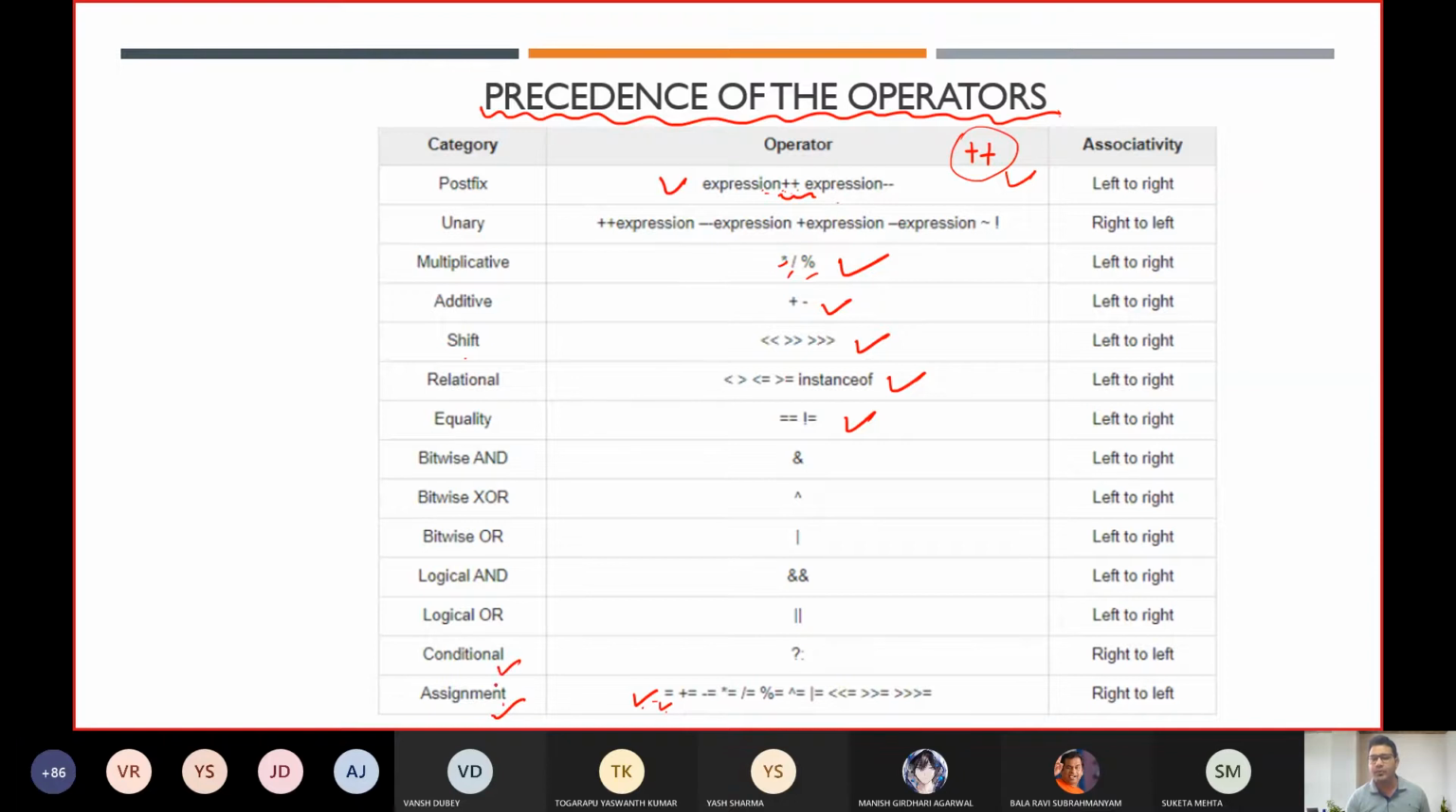Just before that, we give priority to the conditional operators. Then first we give the highest priority to the bitwise AND operator, then bitwise XOR, bitwise OR, and then the logical operators. So if you have an expression with both a bitwise AND operator and a logical AND operator, the bitwise AND operator gets higher priority than the logical AND operator. Always keep this in mind.